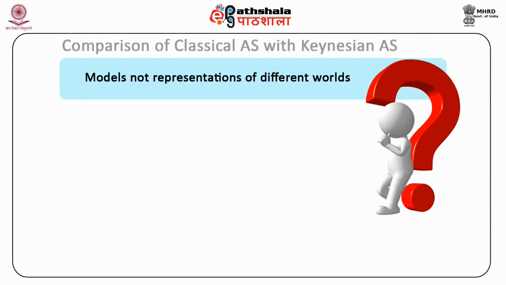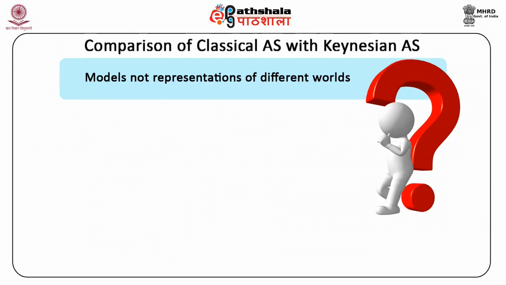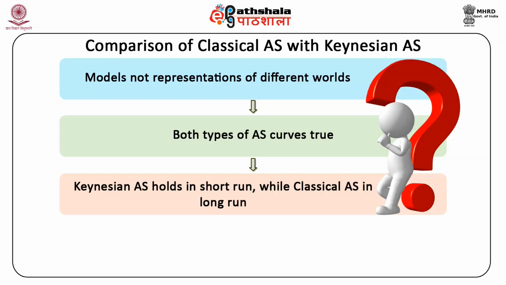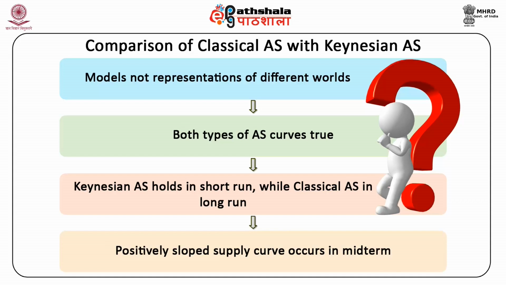These models are not representations of different worlds. Both types of AS curves are true. Keynesian AS holds in the short run, while the classical AS holds in the long run. The positively sloped supply curve we are familiar with holds in the midterm.